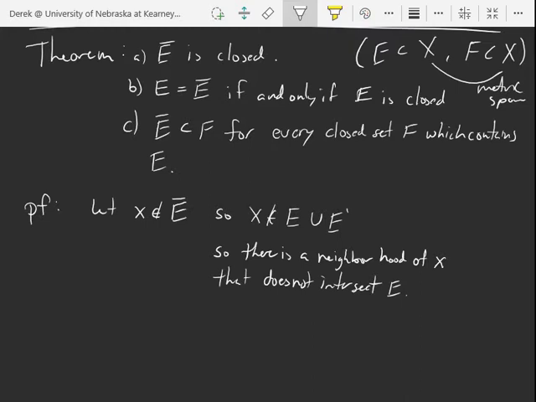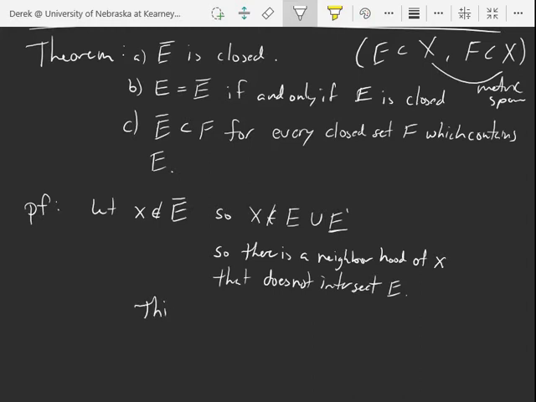Why is that? It's because if every neighborhood intersected E, then X would be in E prime, right? But that's not quite true. I mean, it could be an isolated point of E, but we took away E, so X can't be an isolated point and it can't be a limit point. So there has to be some neighborhood of X that doesn't intersect E at all, even at X itself. Doesn't intersect outside of X because it's not a limit point. Doesn't intersect at X because it's not in E.